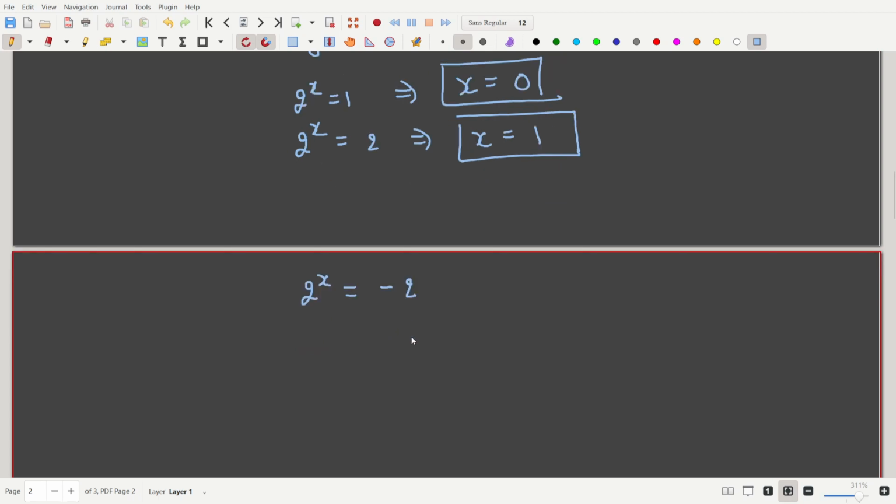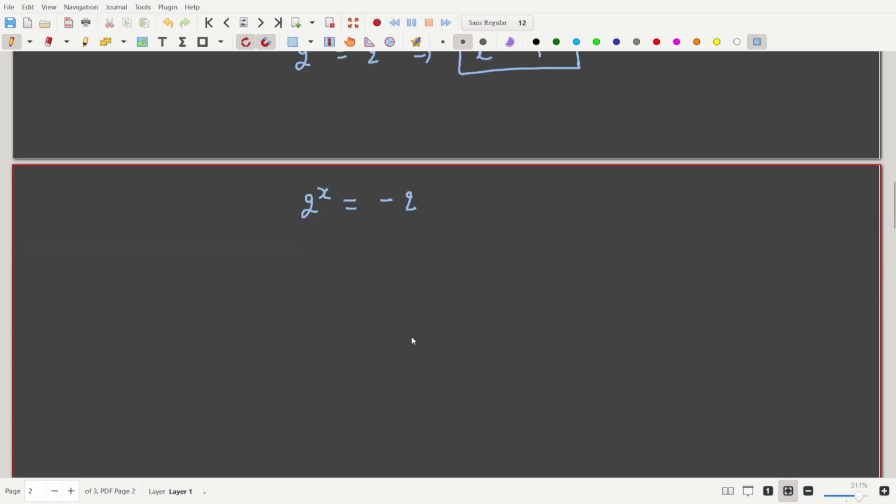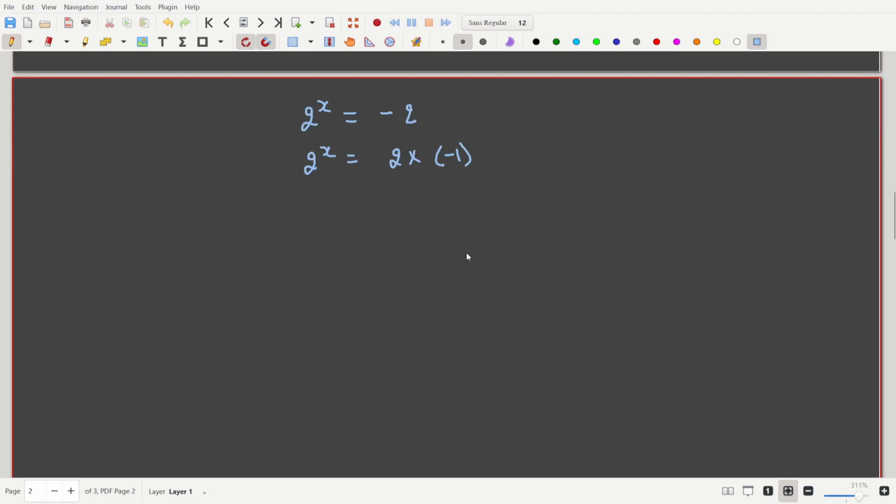Now this is interesting. How do we solve this? So let us begin by rewriting the right hand side as minus 2 can be written as 2 multiplied by negative 1. Now let us take the logarithm, the natural log of both sides, which is log to the base e. But we'll just write it as log. So we get x log of 2 is equal to log of 2 plus log of negative 1.